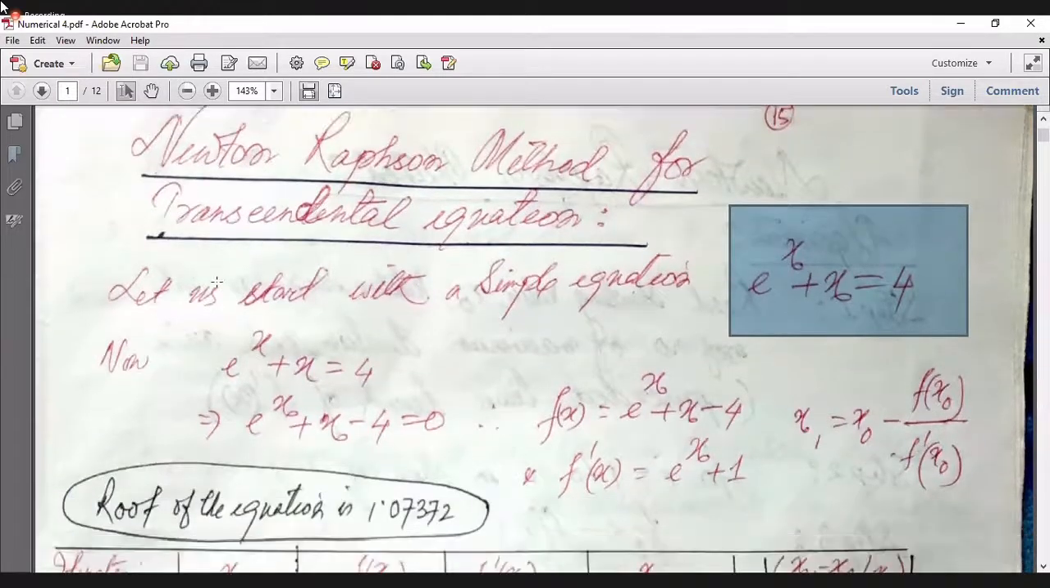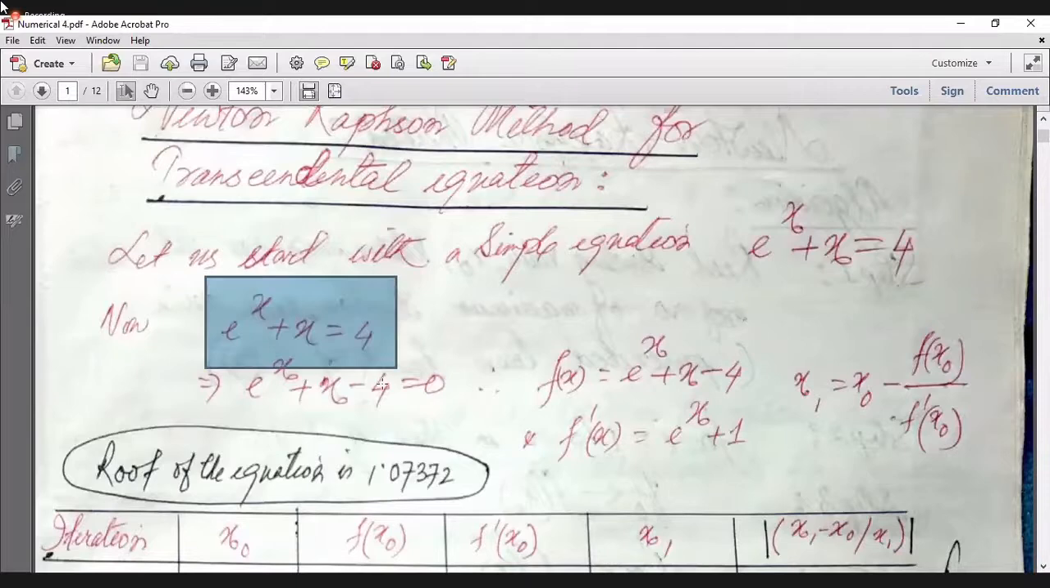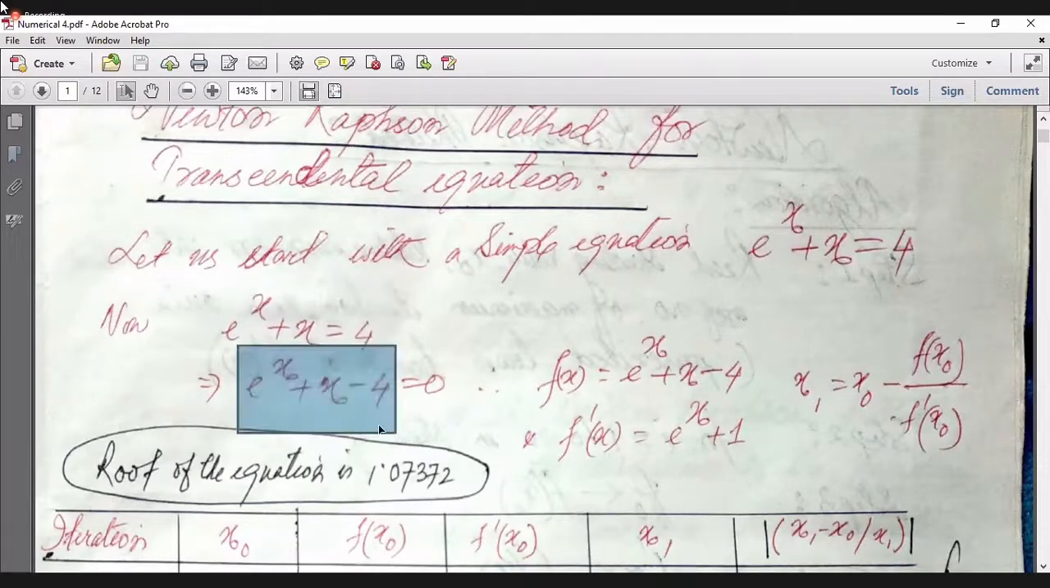You see here, this is the given equation. So what happens? We just bring everything to one side like this. Now this becomes my f of x, so we can write f of x equal to 0. So from this, this should be my f of x, right?